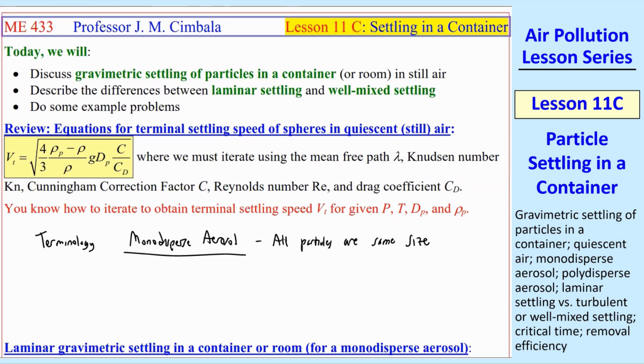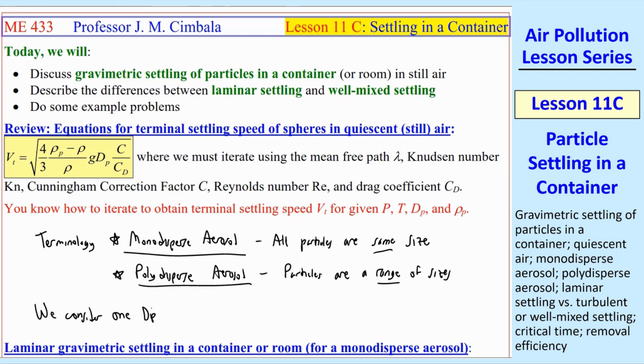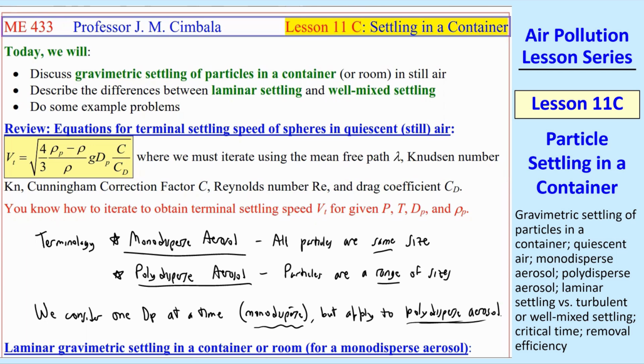And a quick review of our terminology. Monodispersed aerosols mean that all particles are of the same size, and polydispersed aerosol means particles are a range of sizes. So as we've done before, we consider one particle diameter at a time. So we're doing a monodispersed calculation, but we can apply this to polydispersed aerosols since we're treating one particle at a time and they don't interact with each other.